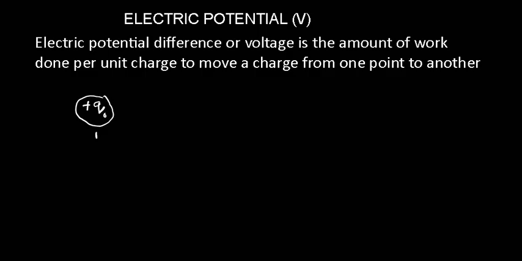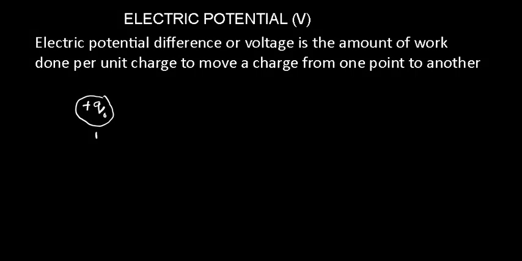Let's quickly take a look at this point charge. This point charge is situated at position 1, and we want to move it from position 1 to position 2. How do we do that? We move it slowly from position 1 to position 2. Now, this is the direction of motion. We have moved it from 1 to 2.